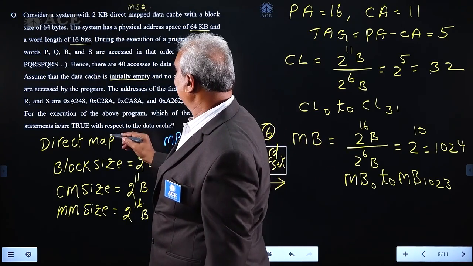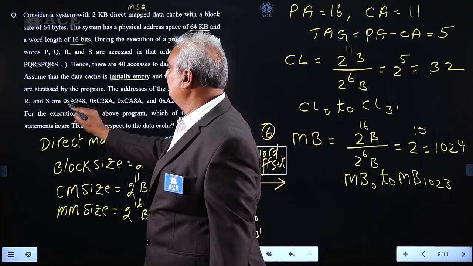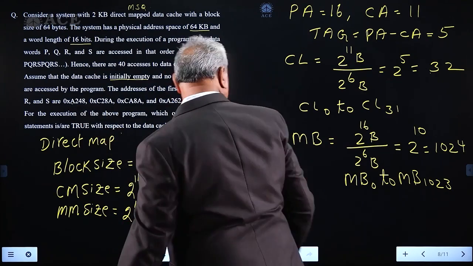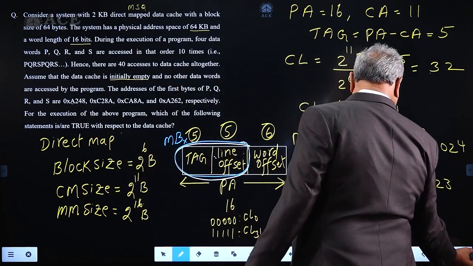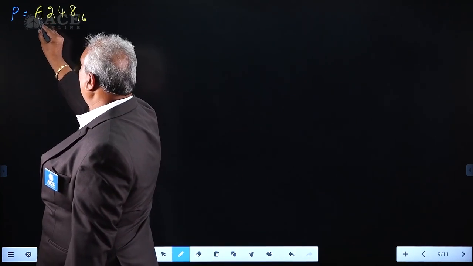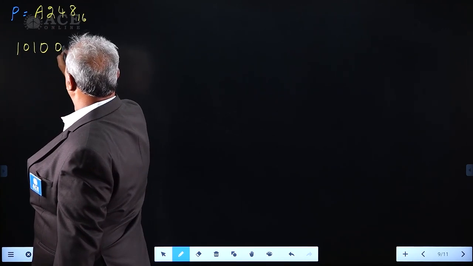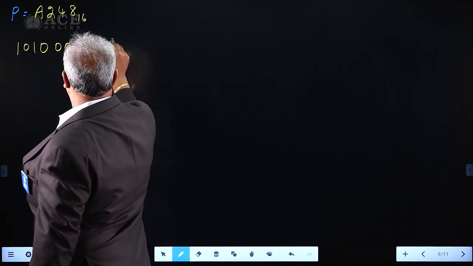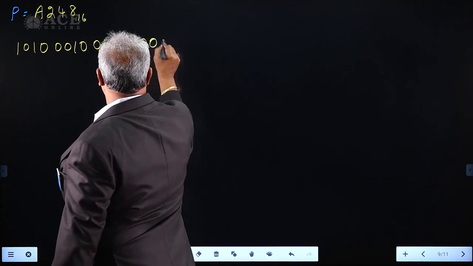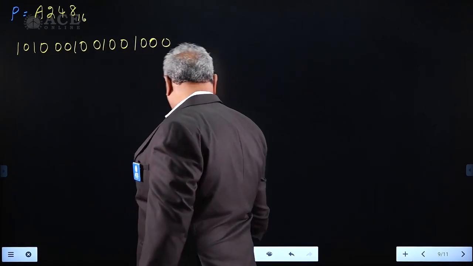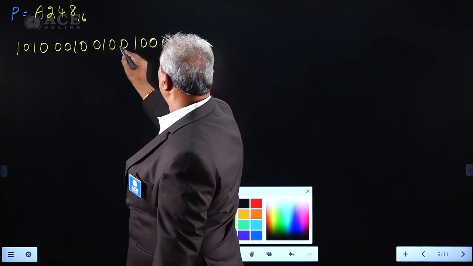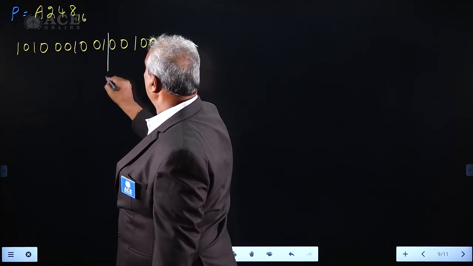P is nothing but 0xA248. 0x represents hexadecimal. Next, find the binary value for the same. A means 1010, 2 means 0010, 4 means 0100, 8 means 1000. Now in this, as already explained, the least 6 bits are used for word offset.